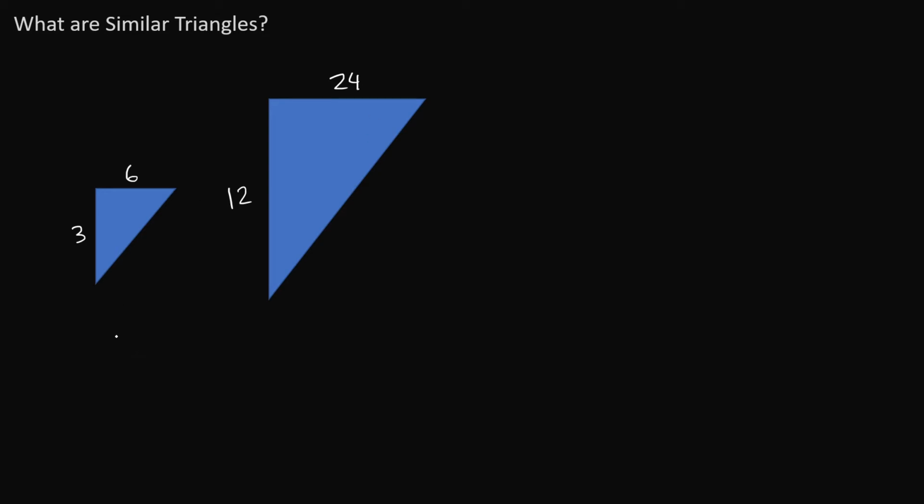So when we set up a ratio of the side lengths for the smaller triangle, it would be 3/6. And the corresponding sides in the larger triangle would form the ratio 12/24. Well, we know that these ratios can be simplified. They both equal 1/2. So since their ratios can be simplified to the same ratio, we call these similar triangles.